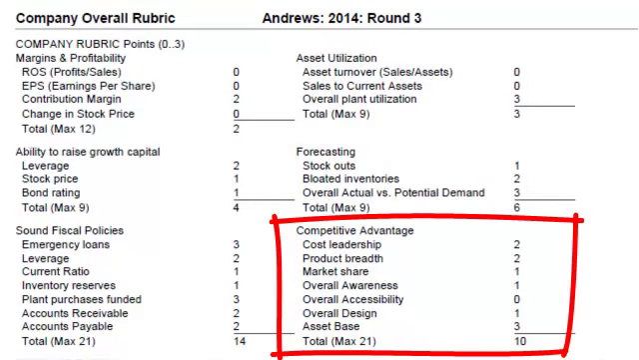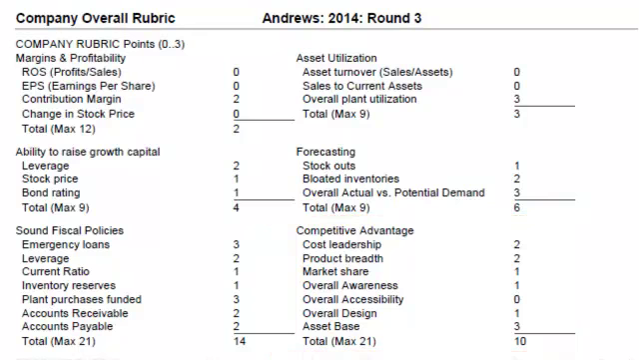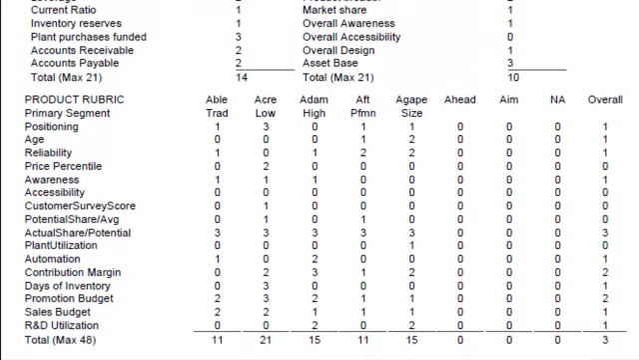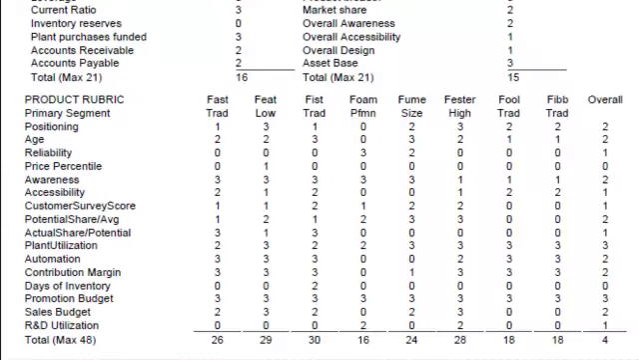We're looking for other issues that Andrews can address. And the rubric's competitive advantage area tells us that Andrews should beef up its marketing and its R&D efforts. A quick scan to the product section confirms this. The scores are consistently low. Let's compare Andrews' product scores with its competitor, Ferris.